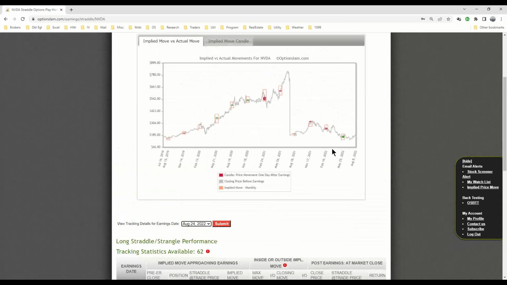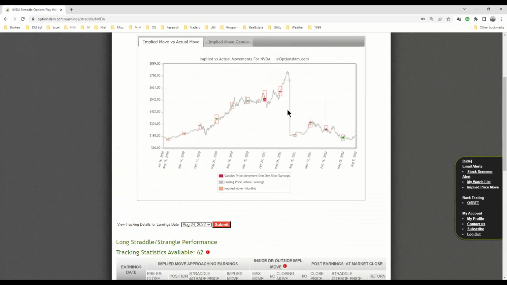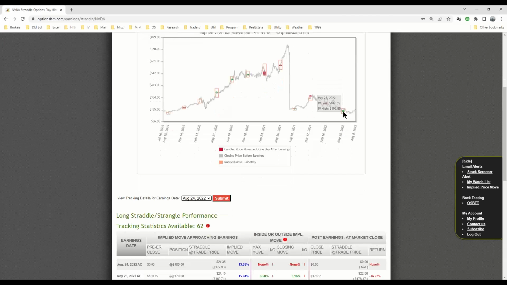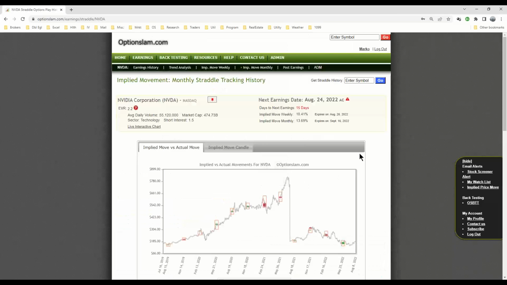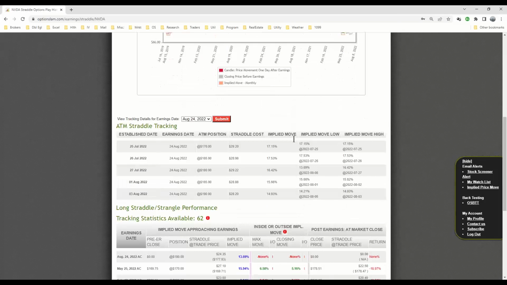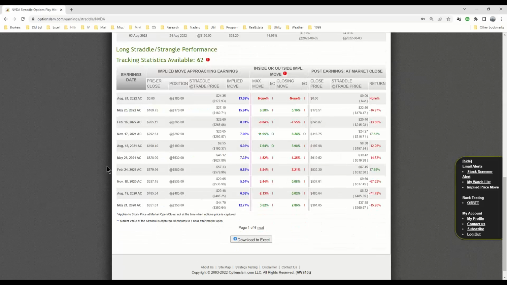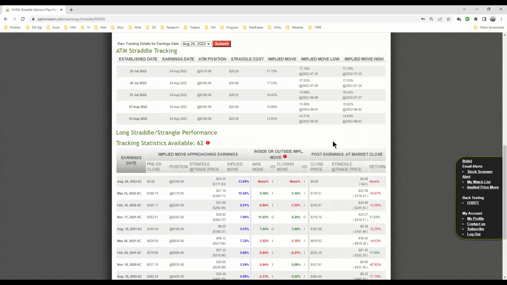So if I look at, you can see this is a split, by the way. Wonder if we could get that. Probably can't get that on this chart. But anyway, let's look at the most recent event, August 24th. And if I click that submit button, now I get this table. This new table now populates between the chart and the other table that was already populated on the screen.